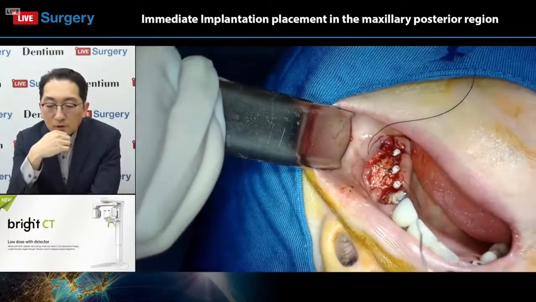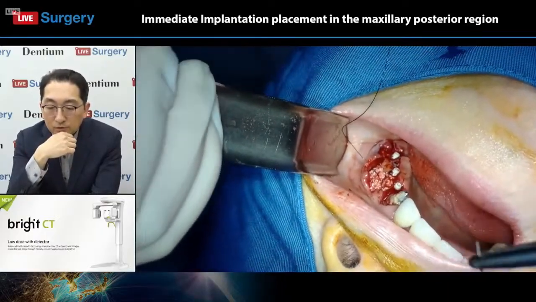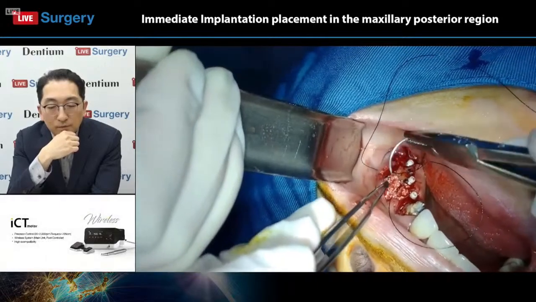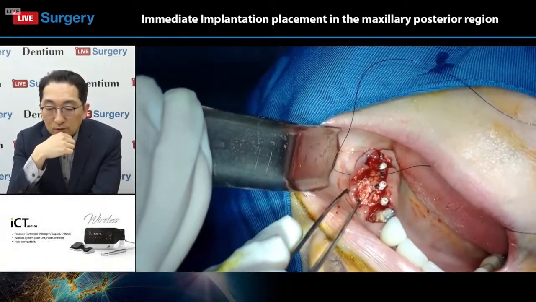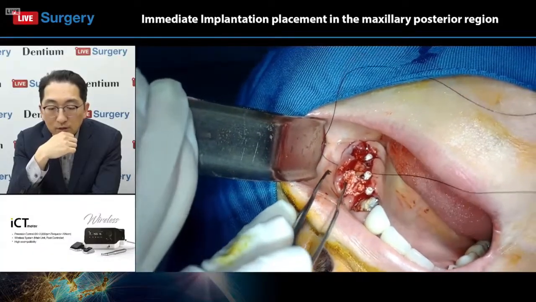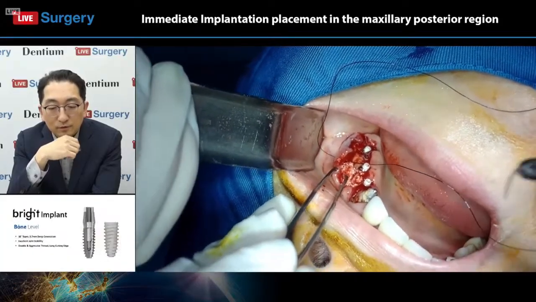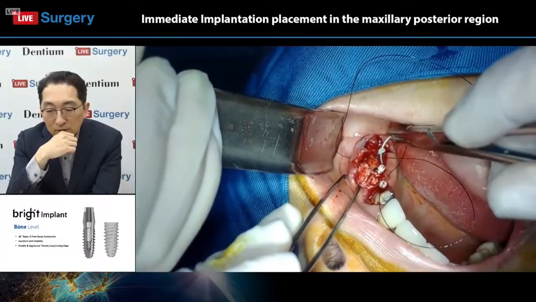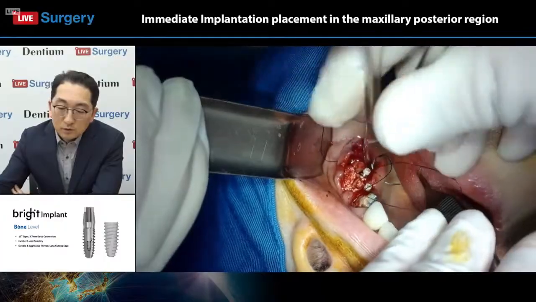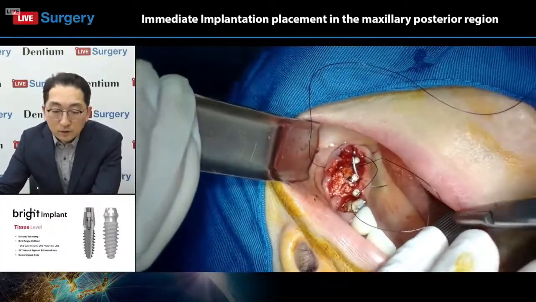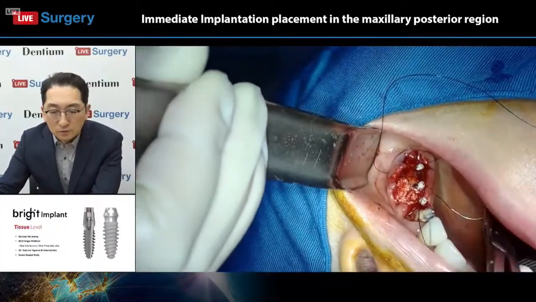Of course, if a barrier membrane was also used, greater alveolar bone augmentation would be expected. In this surgery, since we did not expect all of the grafted material on the buccal side to convert to bone, the graft was placed with the assumption that approximately half might resolve.